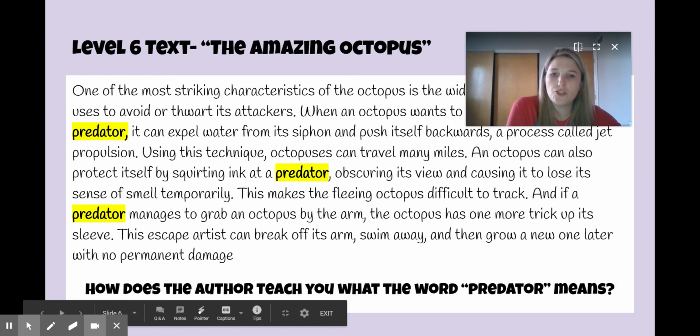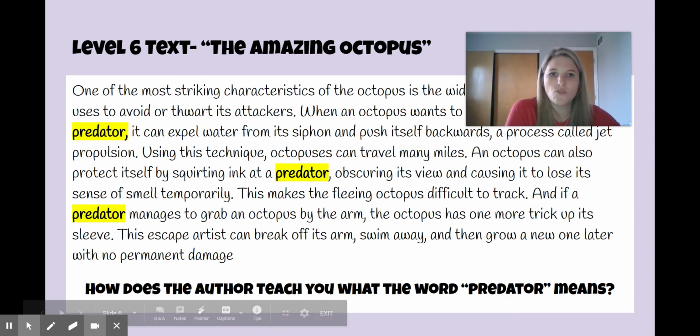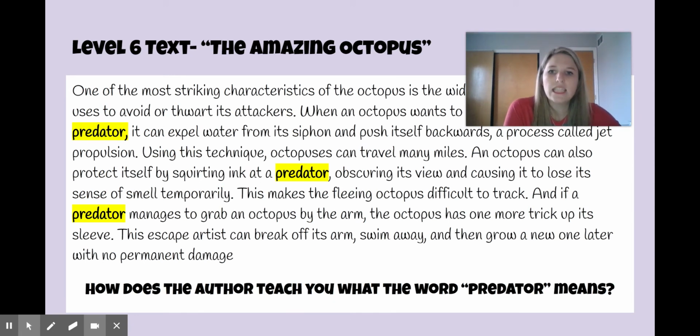And if a predator manages to grab an octopus by the arm, the octopus has one more trick up its sleeve. This escape artist can break off its arm, swim away, and then grow a new one later with no permanent damage. Okay, so we're seeing it still teaching us the same thing, but the vocabulary is a little bit more tricky this time. They're not using the word as much as they did in the last text.